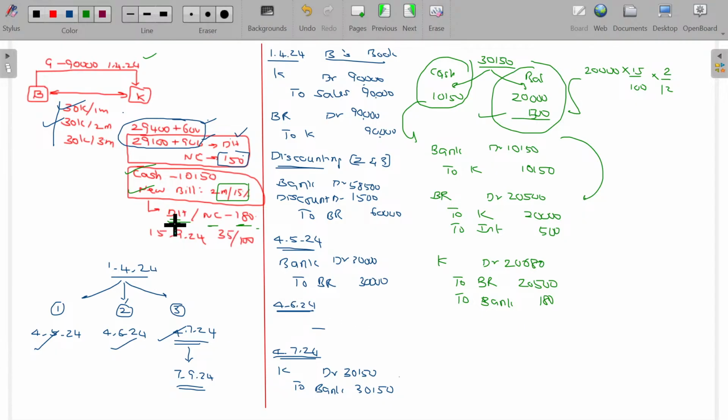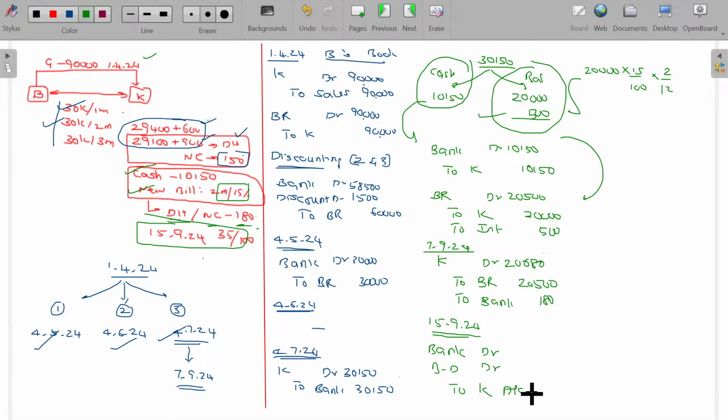So after this, on 15/9/24, this happens on which date? 7/9/24. After the cancellation of this dishonor of this bill on 15/9/24, we got the collections 35 paisa in a rupee. So from K I have to get 20,680, but we get only 35 paisa in a rupee. So the entry being bank account debit, to the extent we don't get named as bad debt to K account.